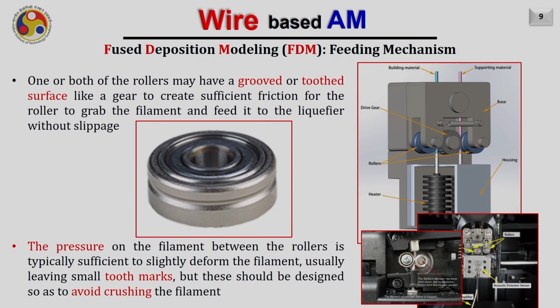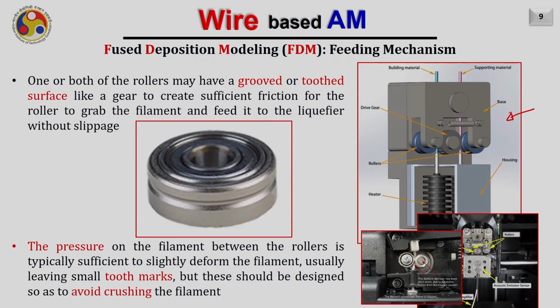The pressure on the filament between the rollers is typically sufficient to slightly deform the filament so that the contact area can increase. But it should not increase beyond a certain value, because after that it may also crush the wire, and if the wire is crushed, you will find some marks on the periphery of the wire when it gets pinched into the liquefier.